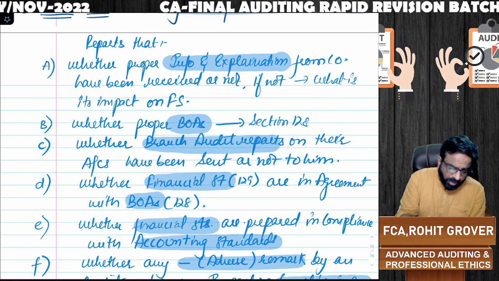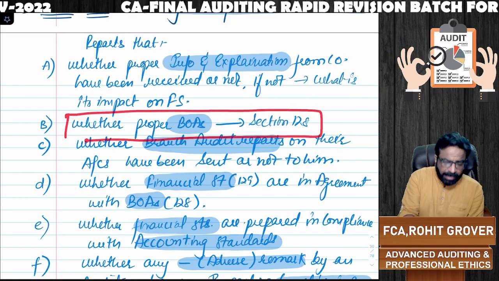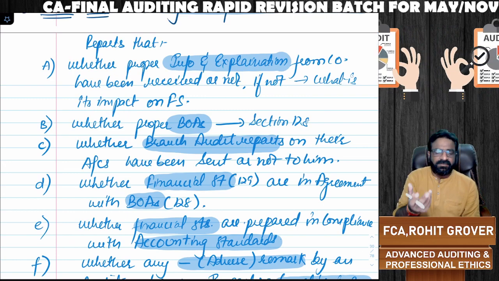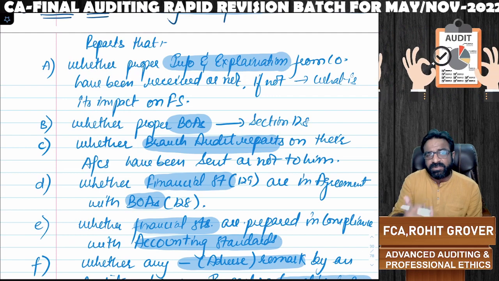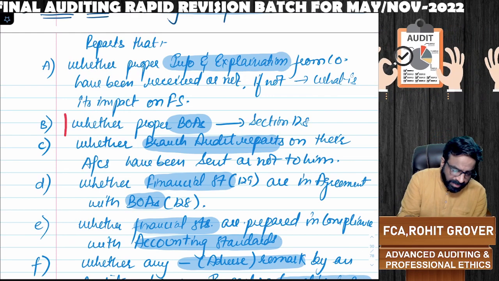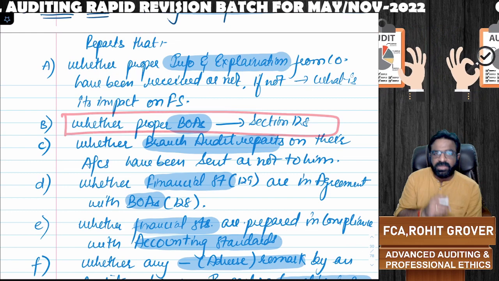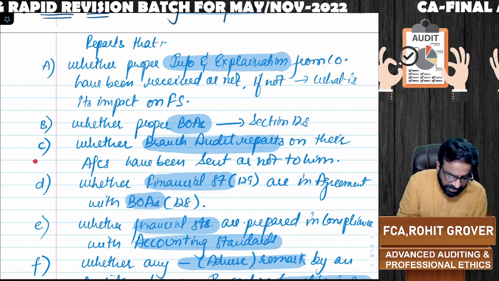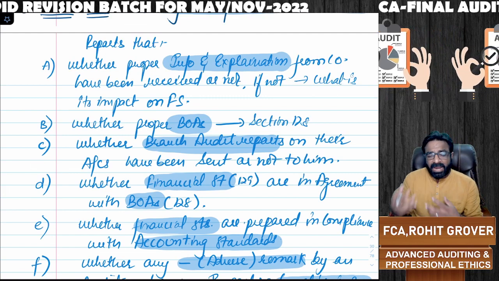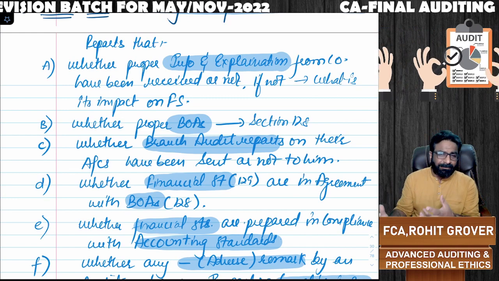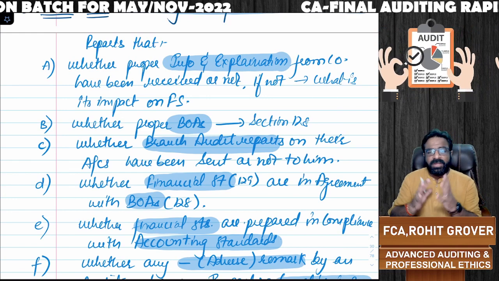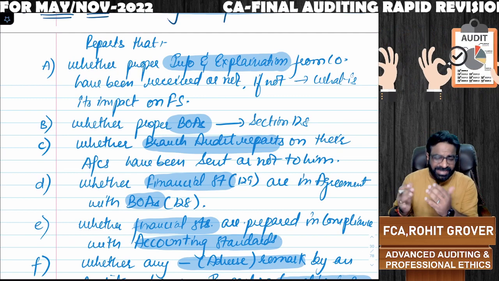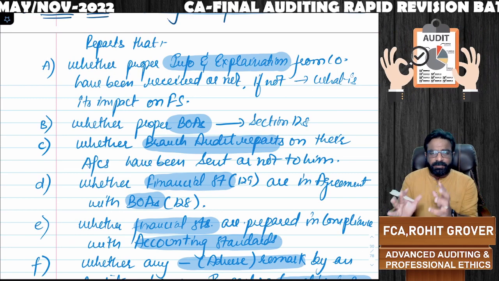In clause B, you are reporting whether the client's books of accounts are prepared as per section 128 or not. You all know that in the maintenance of books of accounts, we have one section called 128, according to which the books of accounts shall be maintained by the company. So you are commenting on whether the books of accounts of the client are as per section 128 or not. In clause C, we are reporting whether branch audit reports from the branch auditors have been received and sent to you properly or not. Are you satisfied with the branch audit reports or branch audit findings sent to you by the branch auditors?